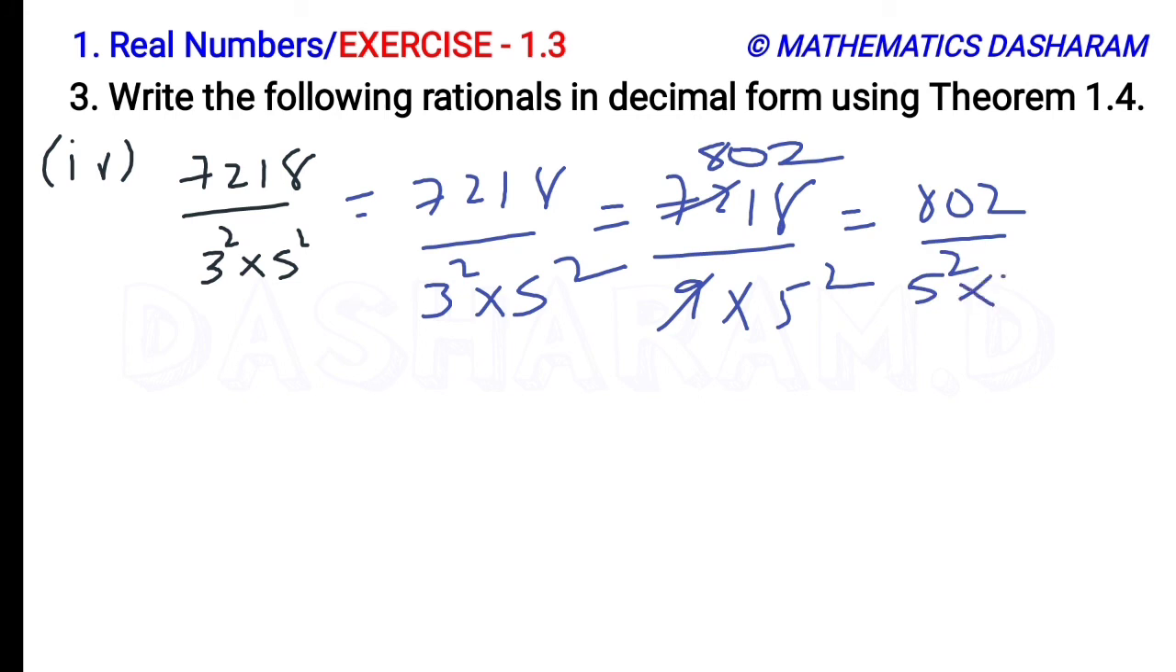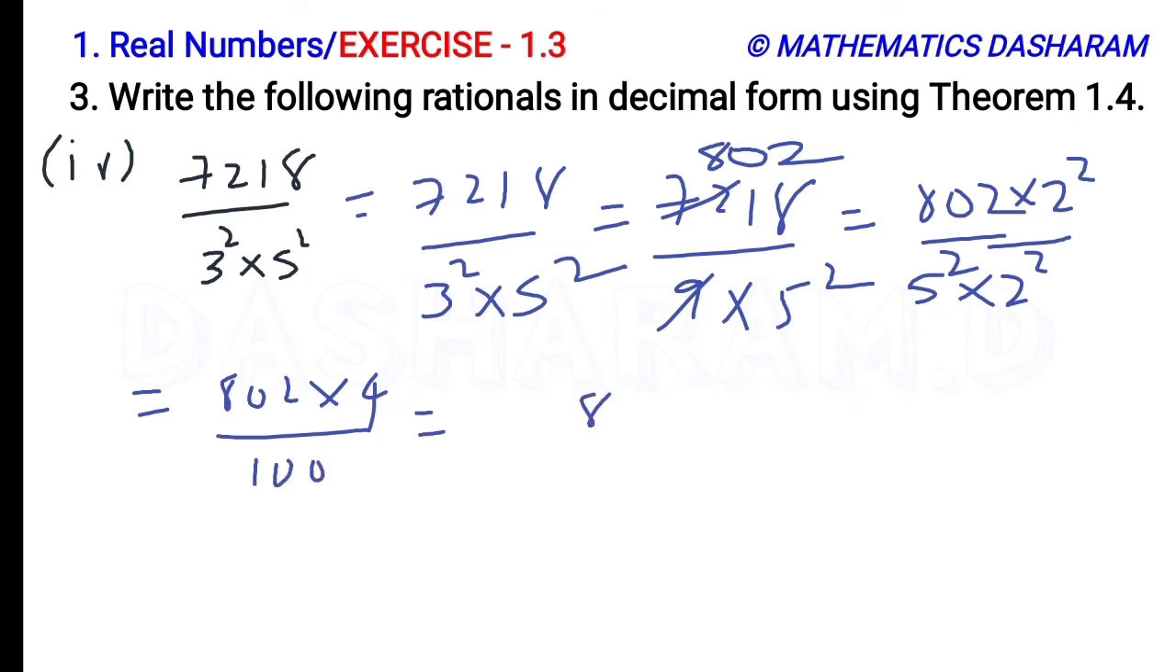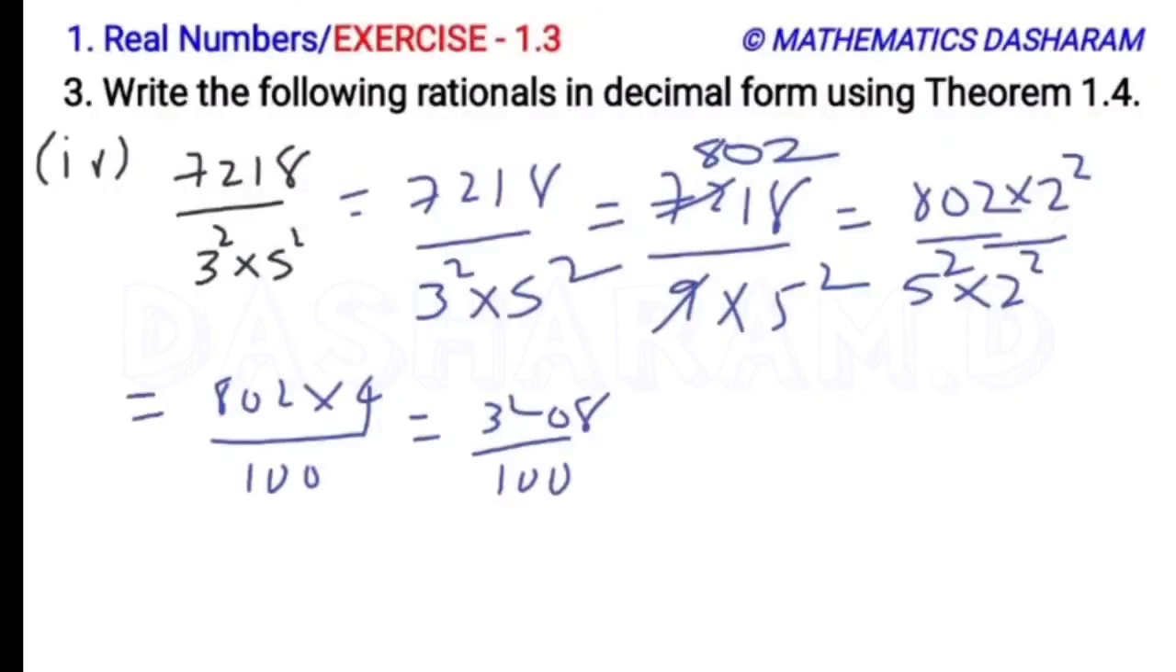Now 5 square beside 2 square required, so then same 2 square multiply with the numerator. So 802 into 2 square is 4. 5 square into 2 square is 100. 4 2s are 8, 0, 8 4s are 32, divided by 100. 3208 divided by 100 equals 32.08.